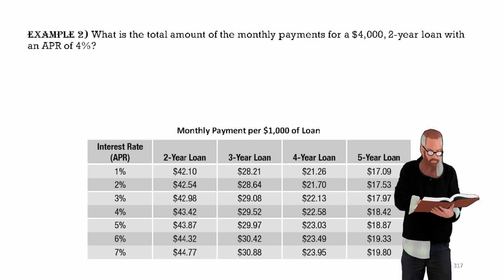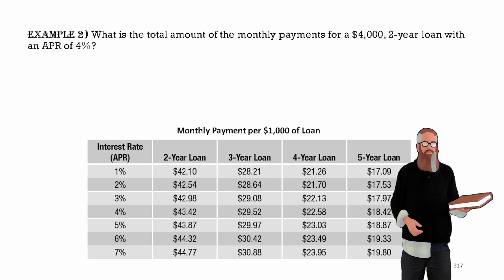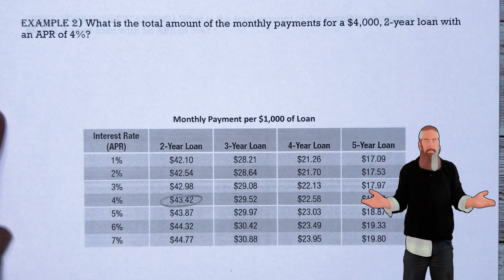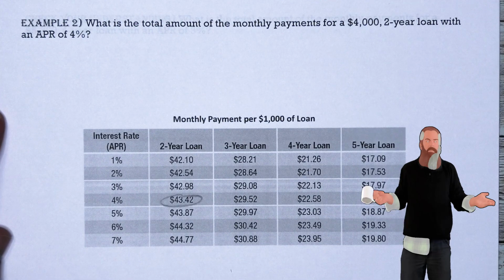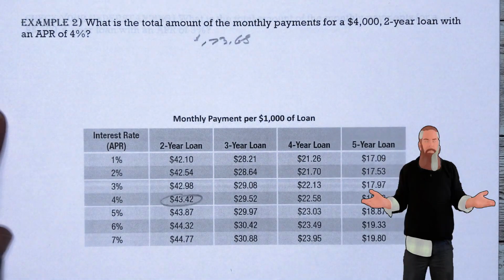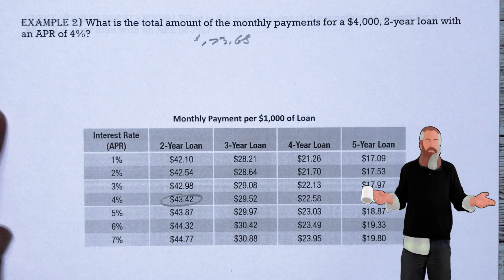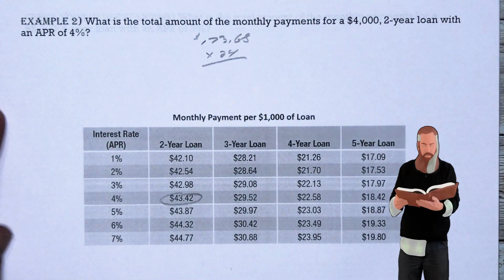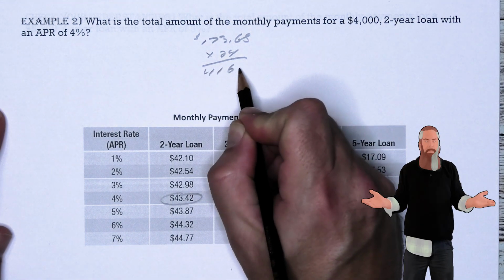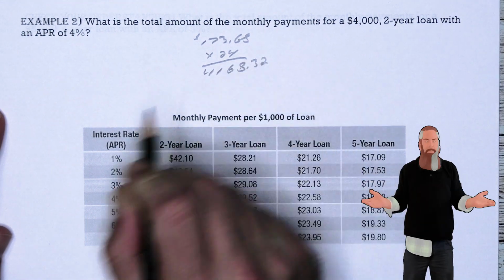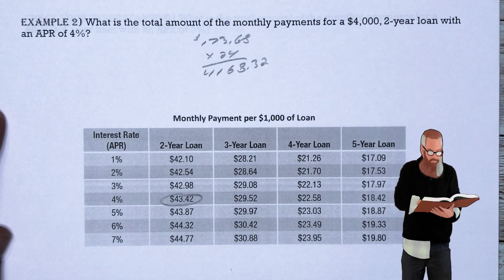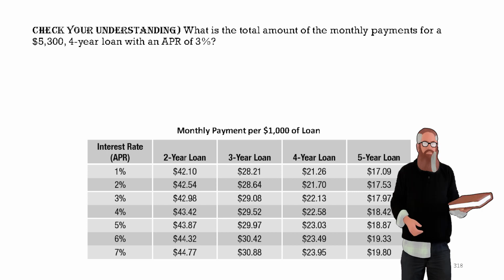What is the total amount of the monthly payments for a $4,000 two-year loan with an APR of 4%? There are 12 months in a year, so the borrower will make 24 monthly payments in 2 years. We know from example 1 that the monthly payment is $173.68. Multiply that by the 24 payments that will be made, and you get $4,168.32. So the total 24-month payment is $4,168.32. Now, let's check our understanding of this.